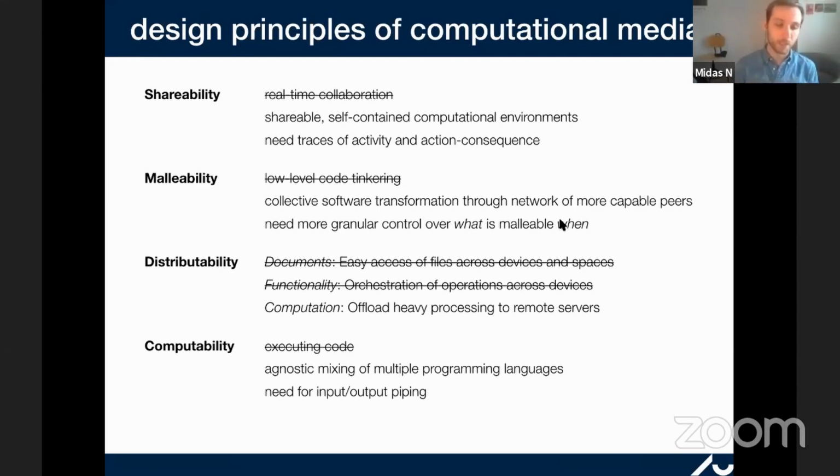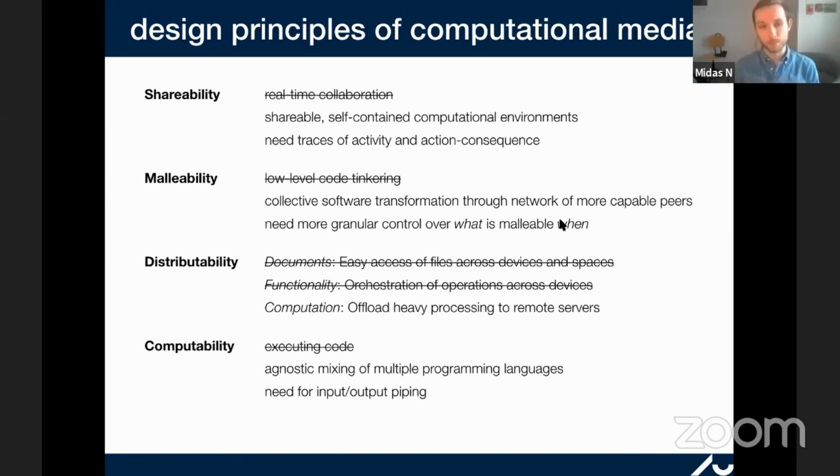When it came to malleability, which generally also in the end user development environment is talked about as continuous tinkering with your code, because they didn't necessarily have those skills, they weren't really interested in this. Instead, it was much more about having some kind of system that allows malleability to be shared across a network of perhaps more capable peers. So it's a collective software transformation rather than a very individual perspective. But usually this is a binary choice, right? Either it is malleable or it isn't malleable. Instead, they said, oh, well, it'd be good to be able to identify which parts are more or less malleable.